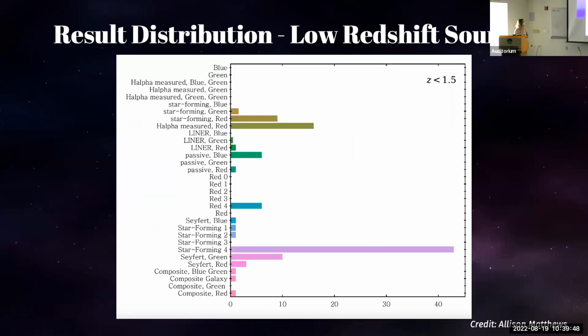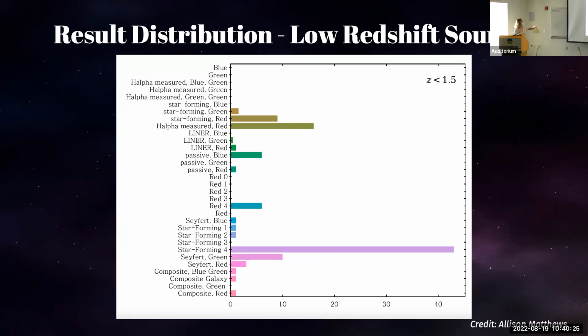Our result distribution, particularly for the low redshift sources, was very exciting and also very reasonable based on what we expected. So the majority of our galaxies, as you can see, were star forming, and we had the most of star forming 4. The different star forming types just correspond to different strengths and widths of the emission lines. So star forming 4, for example, has less H alpha emission than the other star forming types, which actually is a reasonable thing to have seen with these faint radio galaxies, because if these galaxies have a lot of dust in them, then their H alpha emission is probably getting dampened, but their radio flux values probably wouldn't be.